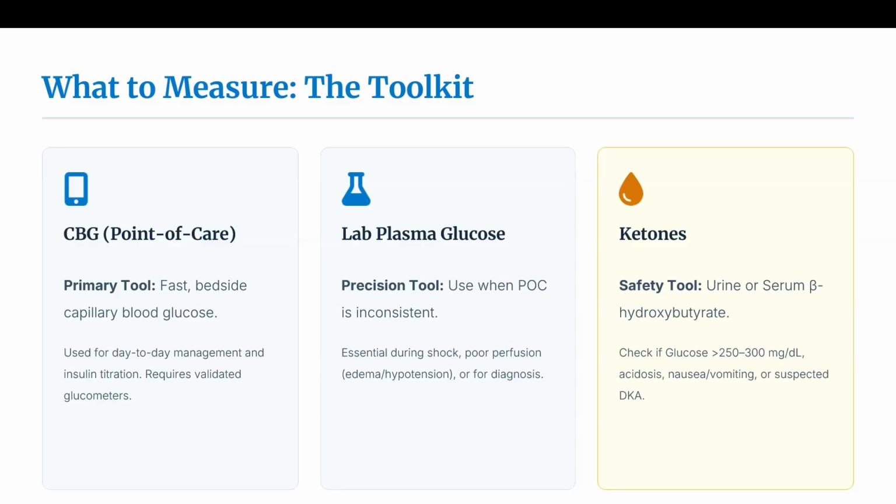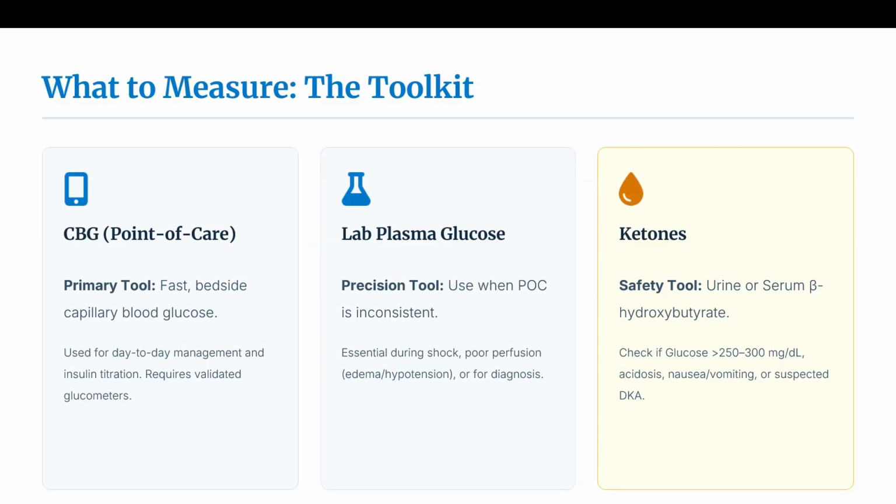So what to measure? CBG, capillary blood glucose monitoring. It is also called point of care blood glucose monitoring. It is a primary tool. It is fast, bedside, used for day-to-day management and insulin titration. It requires validated glucometers, as every hospital has validation criteria.